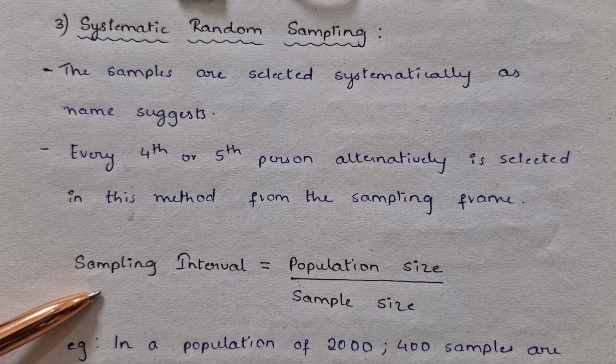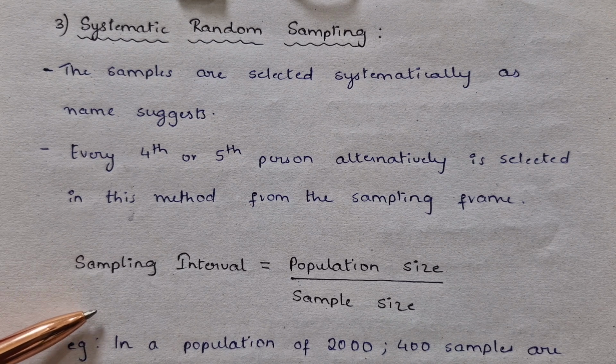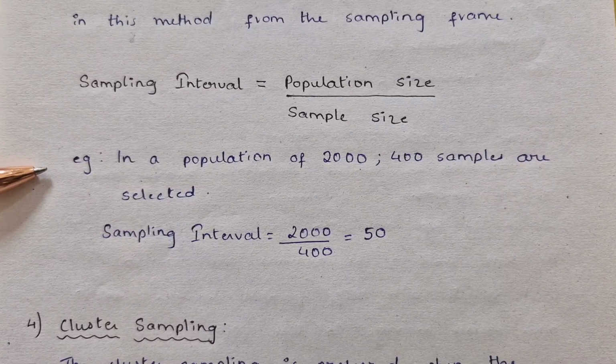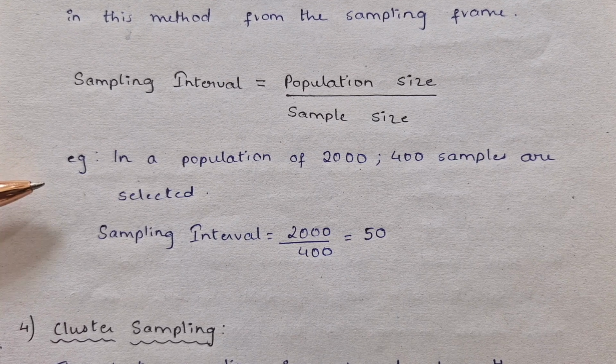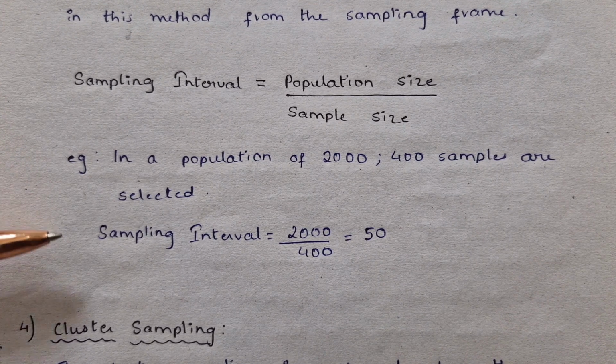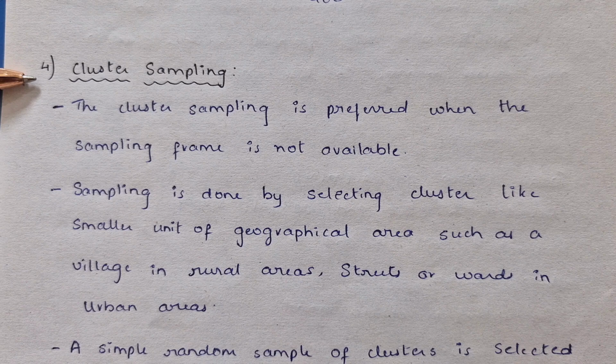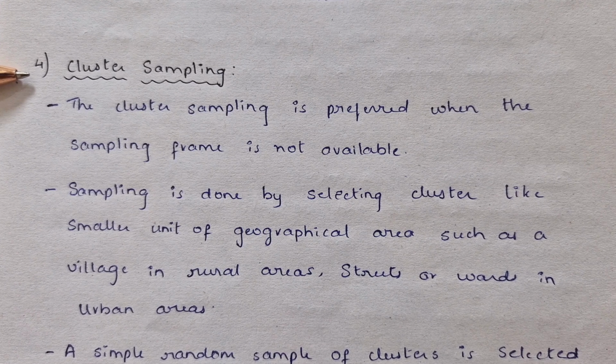Sampling interval is equal to population size upon the sample size. For example, in a population of 2000, 400 samples are selected. So sampling interval, which is population size, that is 2000, divided by the sample size, which is 400, gives equal to 50. Then we have cluster sampling.